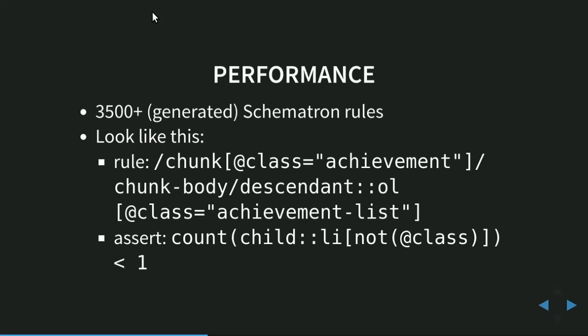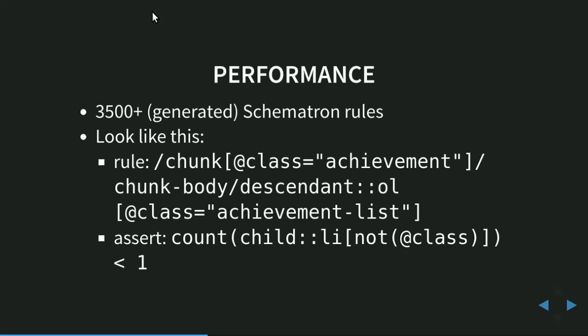feedback. So one of our clients has over 3,000 generated Schematron rules. 3,000 unique rules asserting something about an element. They all look roughly the same. Because we generated them, we can make them slightly easier to evaluate. For instance, this one defines all chunks being an achievement kind of chunk. We're having a chunk body, and then look into the descendants, which are ordered lists, which are achievement lists.